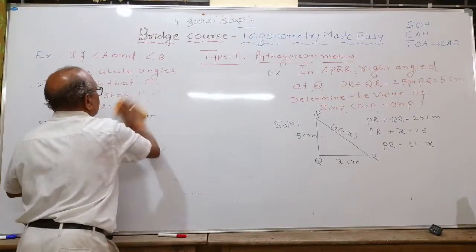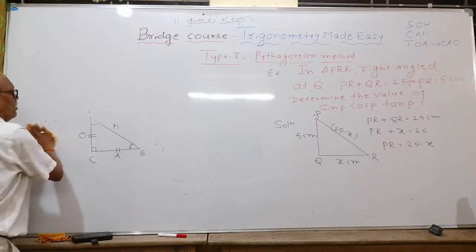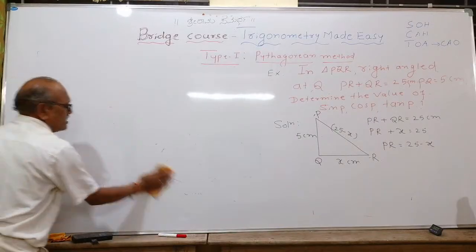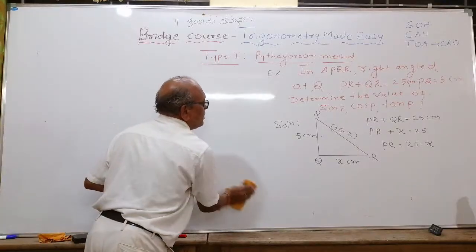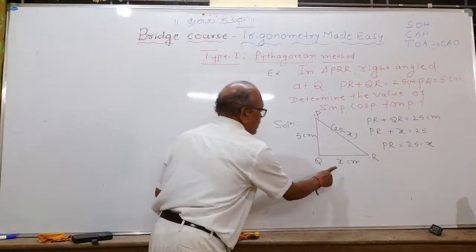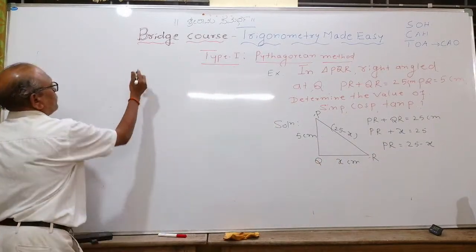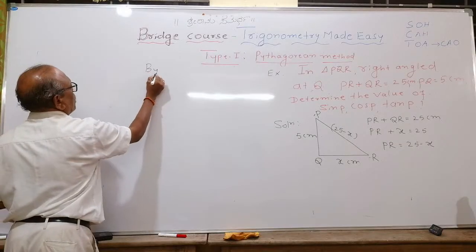You try to get the answer. Don't copy from the board. Use Pythagoras theorem. This is the trick. Trick is, take one of them as X, another will be 25 minus X. You will get only one variable here, X, by using Pythagoras theorem. Next step is by Pythagoras theorem.